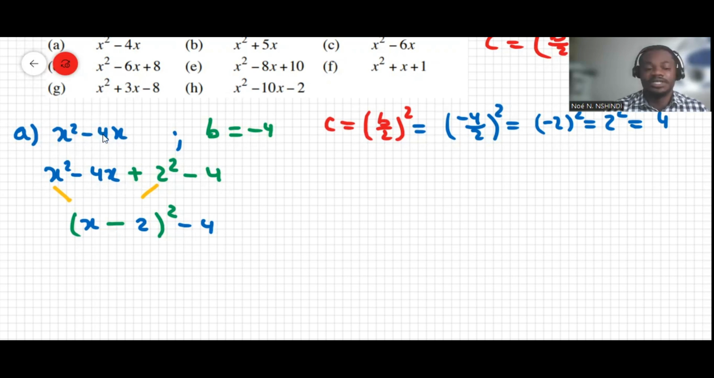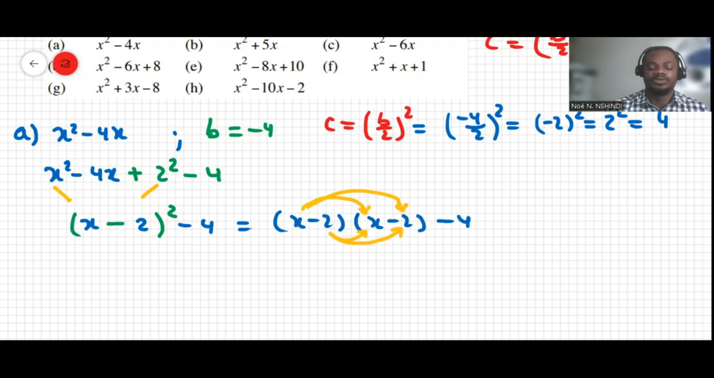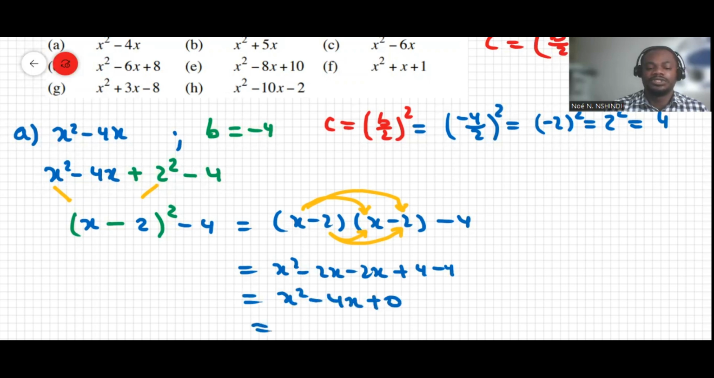If you're not sure, you can check it out. This means (x minus 2) to the power of 2, which is (x minus 2) times (x minus 2), minus 4. If you multiply it out, this times that, this times that, this will be equal to x squared minus 2x minus 2x plus 4 minus 4. Now this makes x squared minus 4x plus 0, which is x squared minus 4x. This is the initial expression.